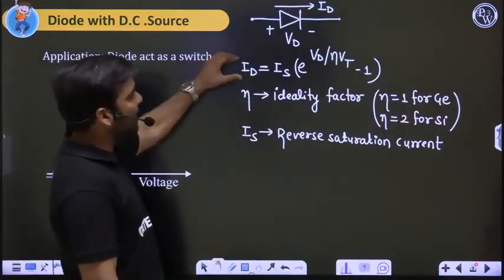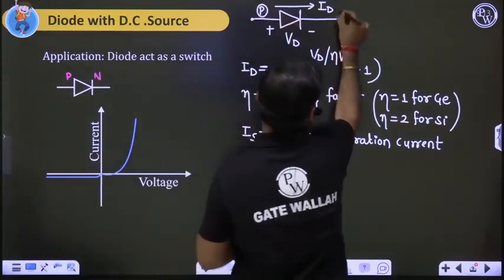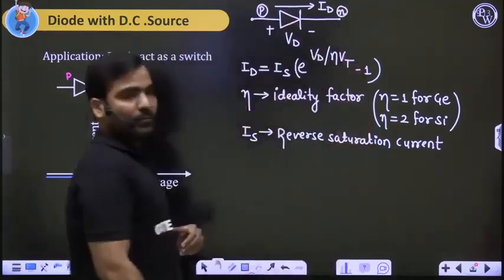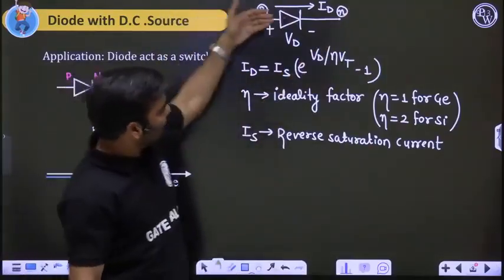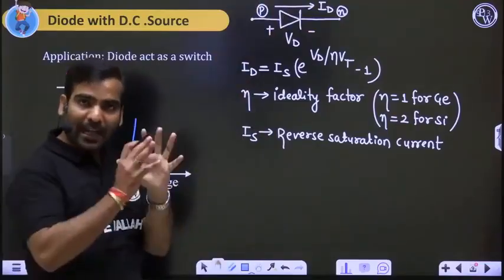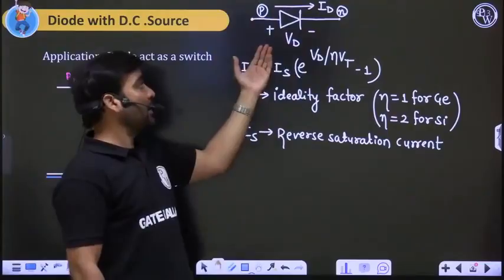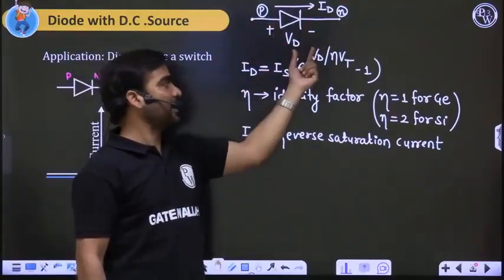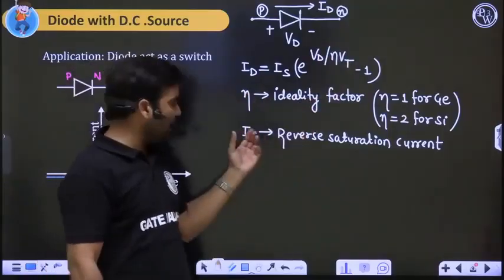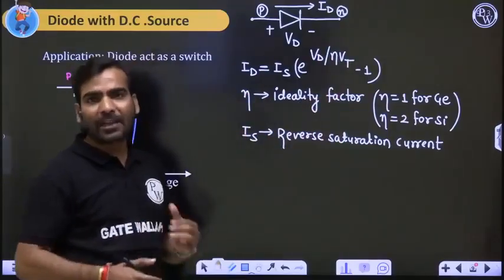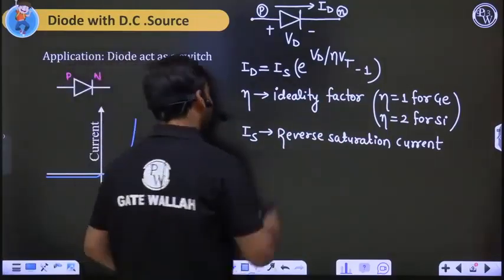So ID, diode current in the P to N direction, because this is your P side of the diode and this is your N side of the diode. In the arrow direction, this is P, this is N. So from P to N, this current ID is equal to some constant IS multiplied by e to the power of diode voltage, measured with P side positive, N side negative, that is VD upon eta VT, minus 1. And eta is the ideality factor and IS is the reverse saturation current, sometimes also known as leakage current.